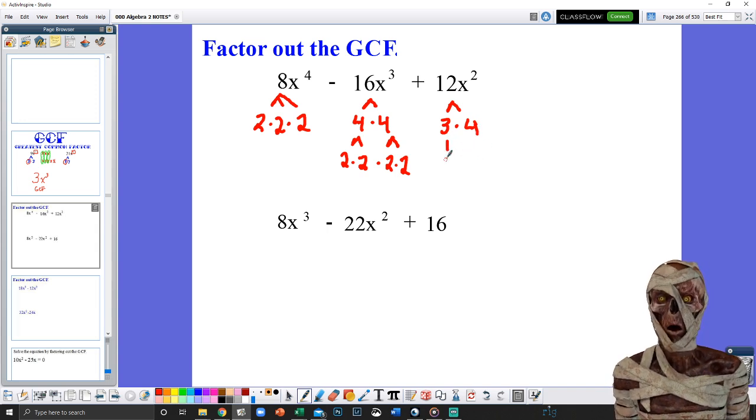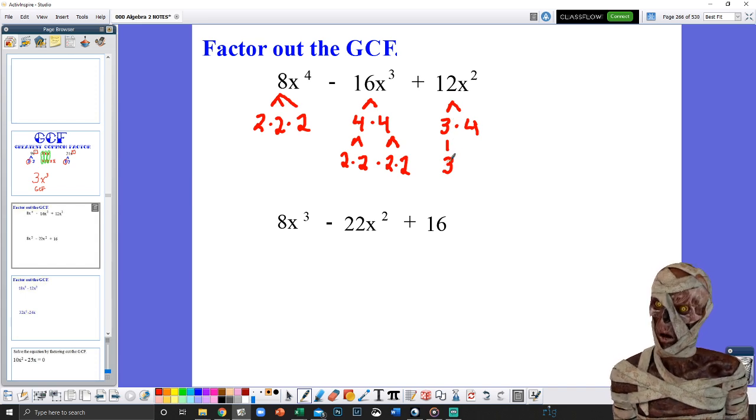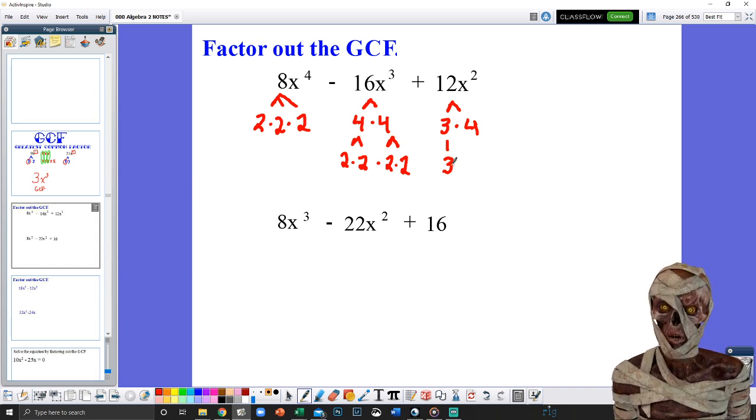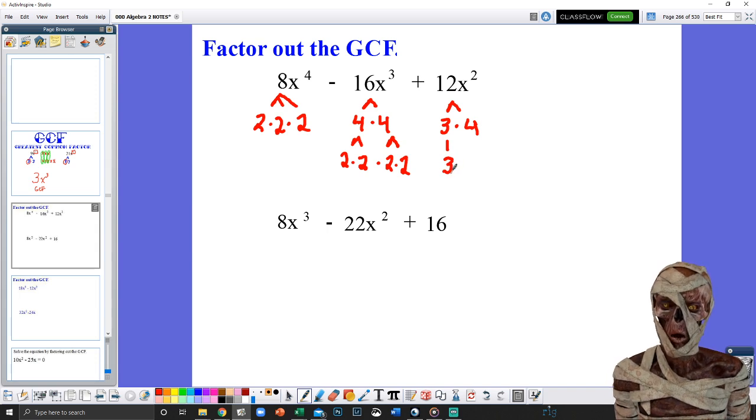Now 3 does not reduce, but the 4 does, so I'm going to bring the 3 straight down. Don't forget to bring it down. If you forget to bring it down, that's going to mess you up later on. You'll just have to believe me and trust me for right now. That 3 down here will be very important. 4 is going to be 2 times 2.